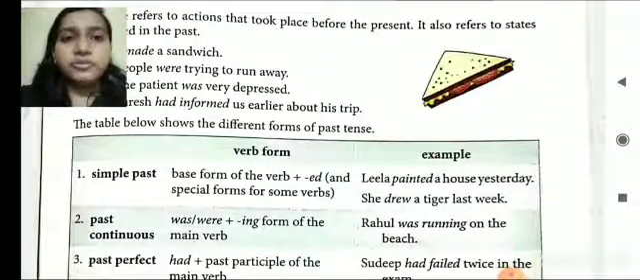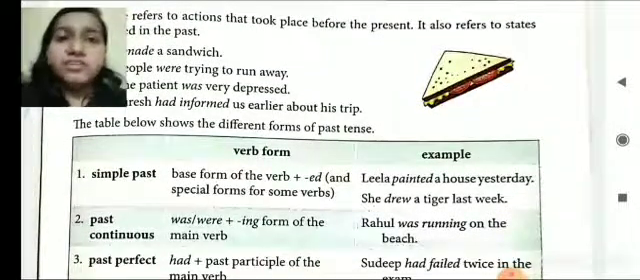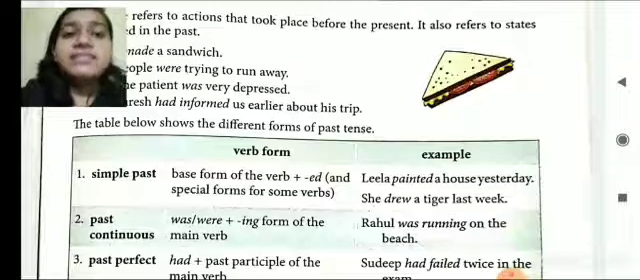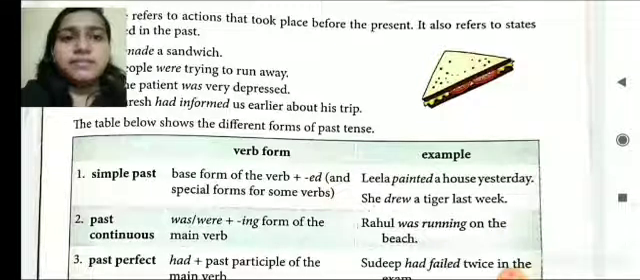So today, dear students, we are going to solve only the first type of sentence, that is simple past sentences. First one, the base form of the verb plus ed, and special forms of some verbs. In order to construct simple past tense, we have to use subject plus the base form of the verb plus ed for the regular verbs, and some changes for irregular verbs.